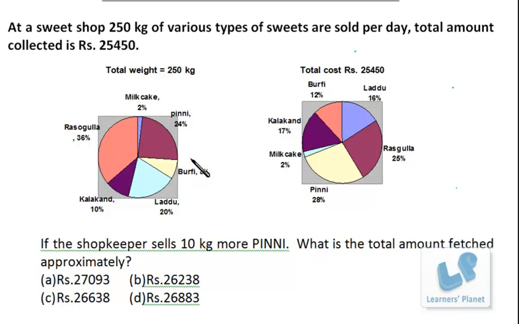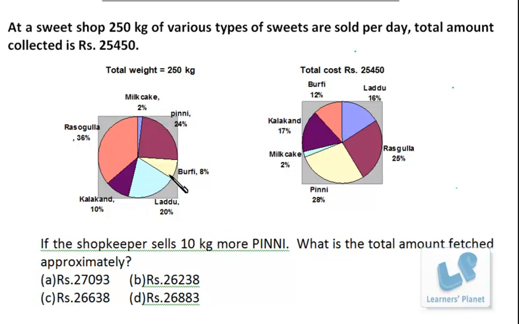Now we just have to find out the price of 10 kilogram penny that we have to add in this, so to get the final answer. So basically 25450 is already with us. Apart from that, let's calculate the price of 10 kilogram penny.